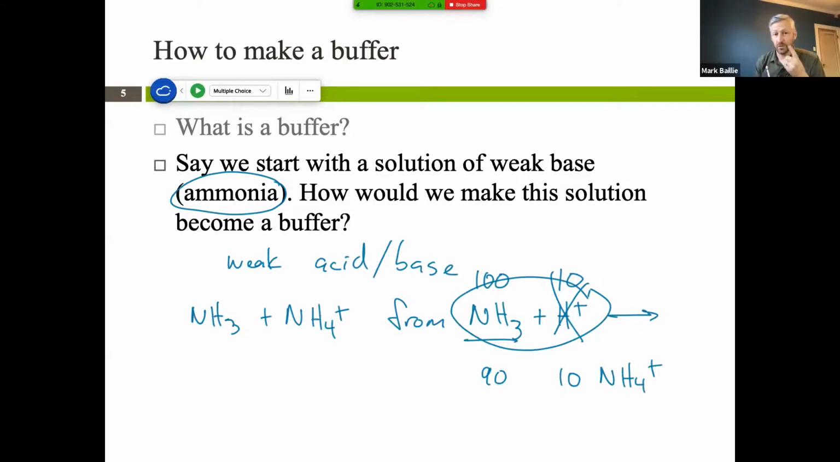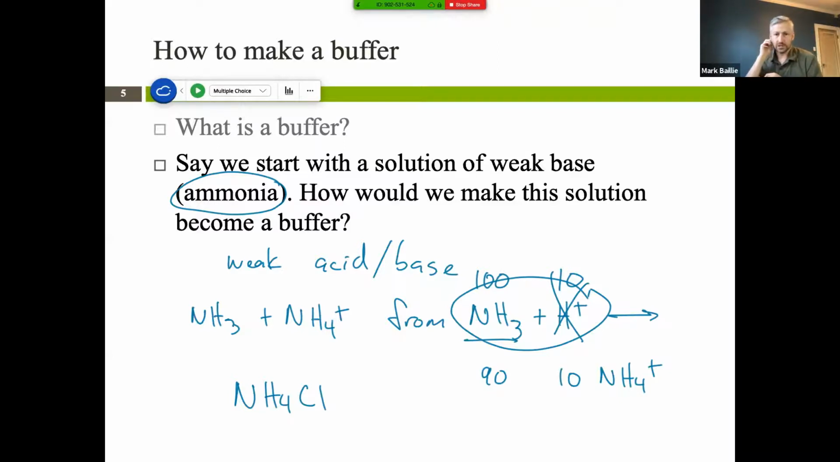The other way we could do it is this: although NH4 plus doesn't exist in a bottle, NH4Cl is a salt that does exist in a bottle. We can shake some of that into solution, add that with our ammonia, NH3, and that's another way we can make a buffer. So there are two different ways you can make a buffer.